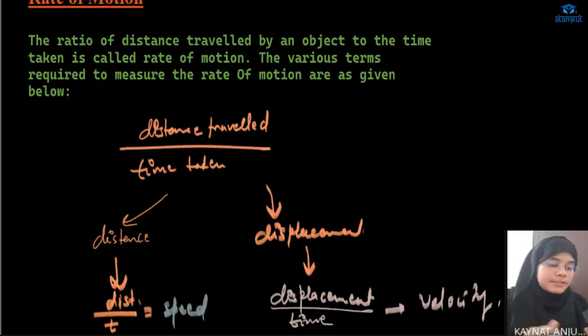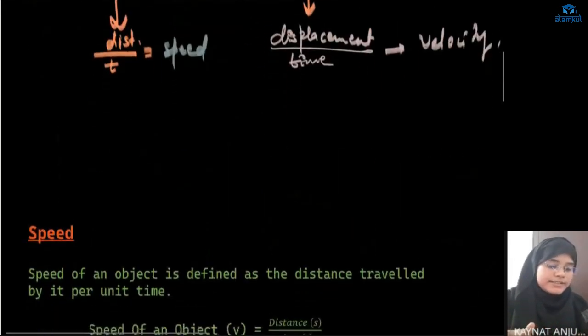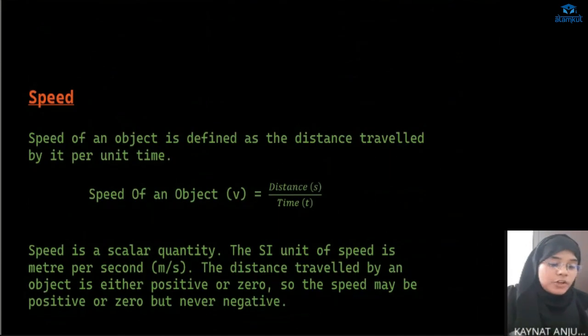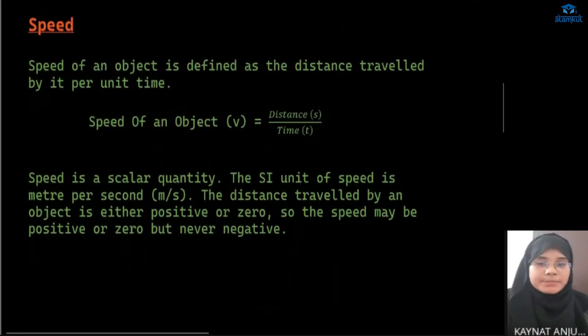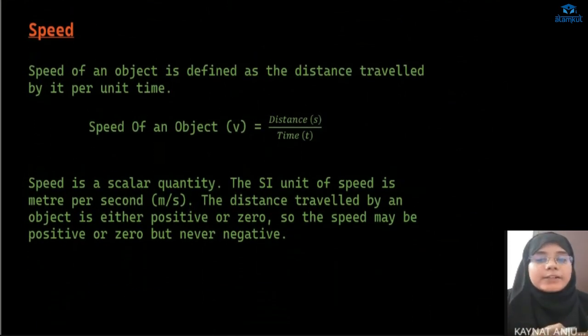So for speed, we will say that the speed of any object is defined as the distance traveled by it per unit time. Speed resembles only the ratio of the distance with the time, not the displacement. It means that it is a scalar quantity, not a vector quantity. Scalar quantity means it will have only magnitude, not direction.